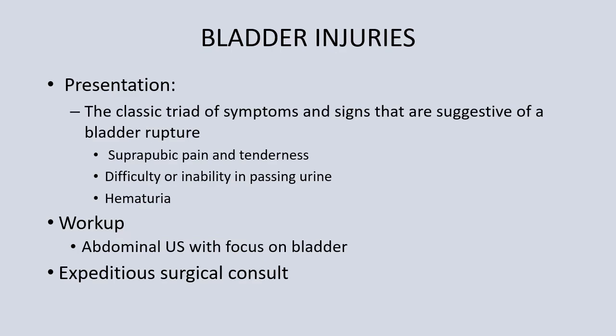Now for injuries to the bladder itself, these are a pretty obvious presentation, so you're going to have a triad of symptoms. Now these symptoms include suprapubic pain, which is the location of the bladder, so that makes sense. You're going to have difficulty urinating because you just had a bladder injury, and also this injury is going to lead to trauma to the bladder, which will result in blood in the urine because of where the trauma occurred. Now, diagnosis is through abdominal ultrasound with a focus on the bladder, and then you're going to want to seek immediate surgical consult for these patients.